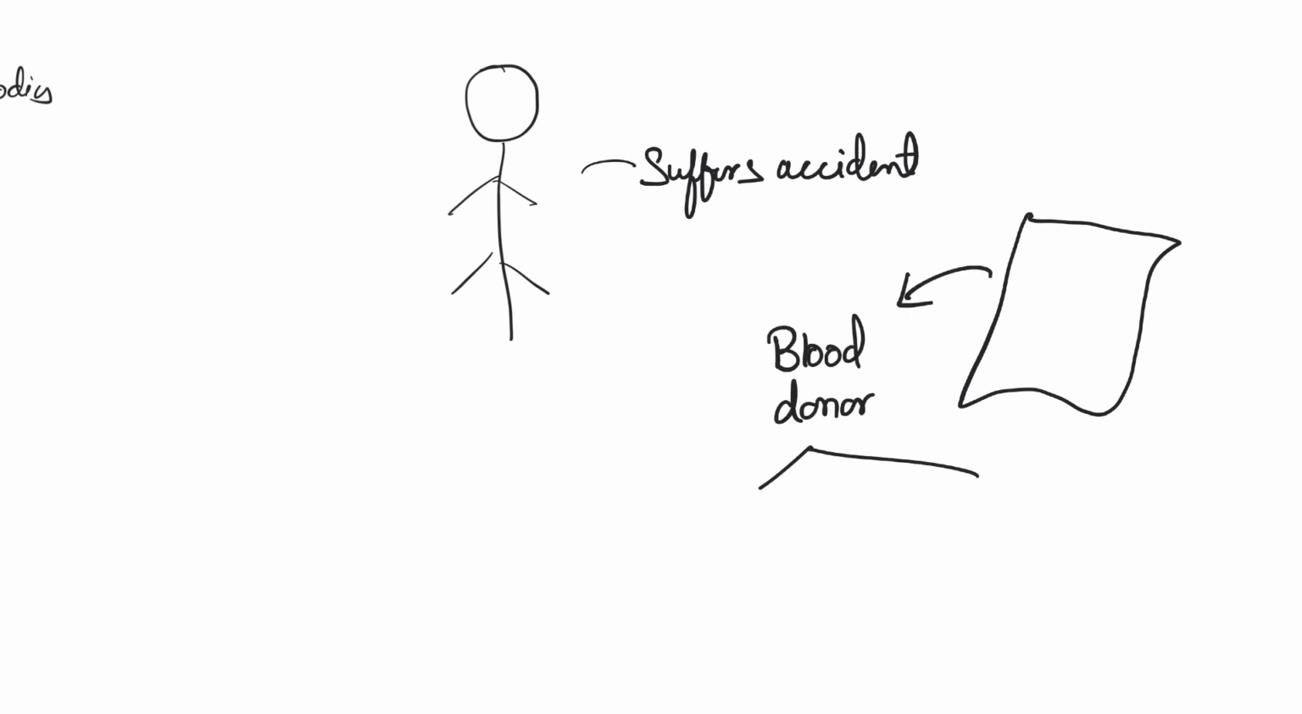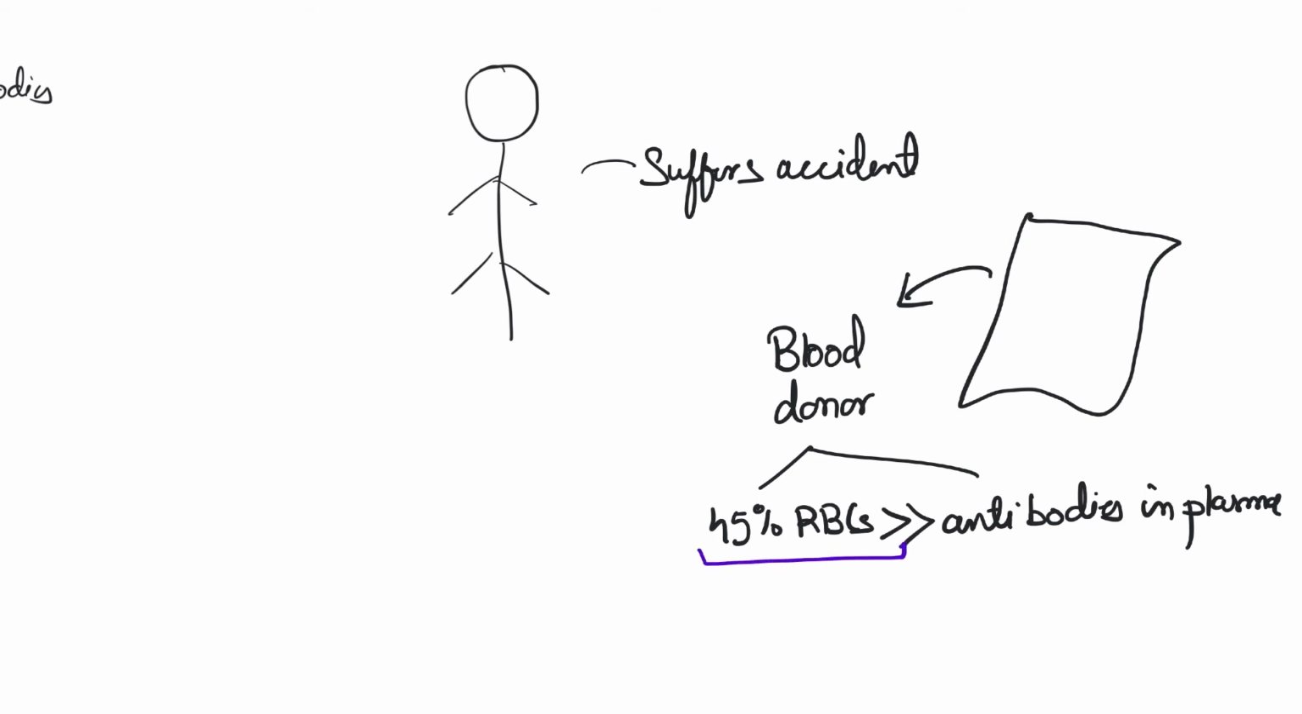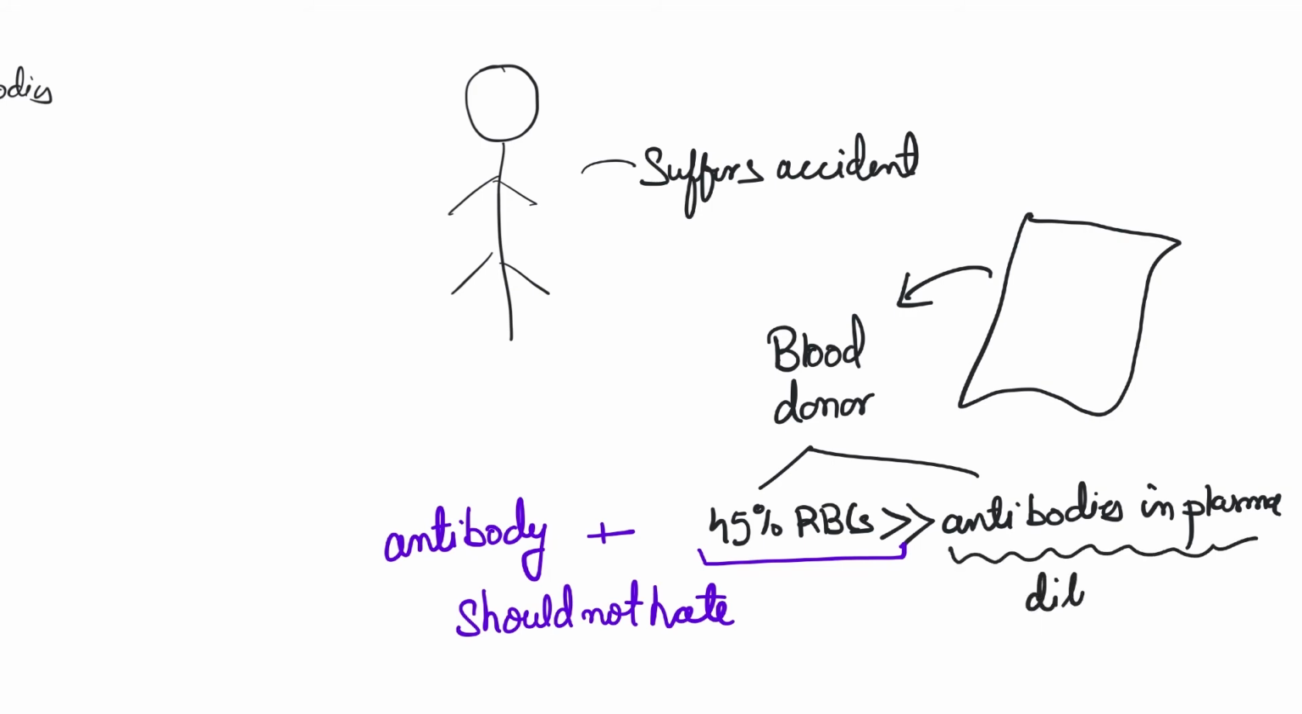Now, let's talk about a guy named Sam. If he suffers an accident and receives a blood transfusion from a donor, the blood will give 45% RBCs. Remember, the blood is 45% RBCs, and there would be antibodies against the antigens that are not in his blood, in the plasma. But you see, the majority is antigen. So how we determine is your body should not hate the RBCs that you're receiving because then there will be a reaction. Antibodies are fine, they will simply dilute out. So you should not have antibodies of the same type as the antigen that you're receiving. Mind that. This is very important.